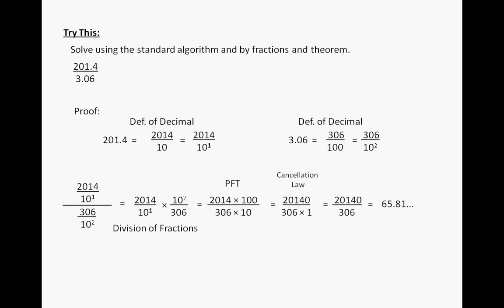So this is how the algorithm for division of decimals came about. Basically, in this case, you would end up with a whole number here, but you would be dividing that 20,140 by 306, which if you set this up using the standard algorithm, you would end up with the same thing. All right, we'll practice these more in class.